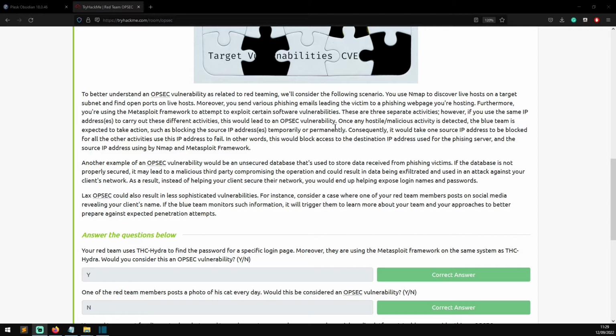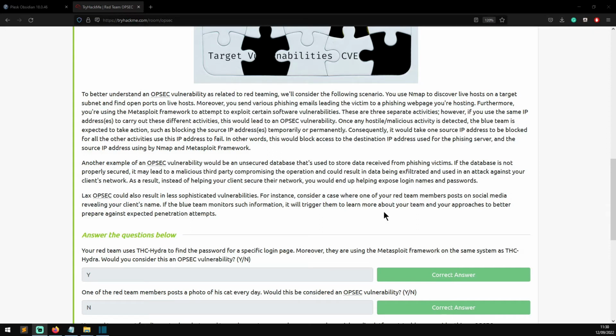vulnerability. Once any hostile malicious activity is detected, the blue team is expected to take action such as blocking the source IP address, temporarily or permanently. Consequently, it would take one source IP address to be blocked for all other activities that use that IP address to fail. In other words, this would block access to the destination IP address used for the phishing server and the source IP address used by the Nmap and Metasploit framework.